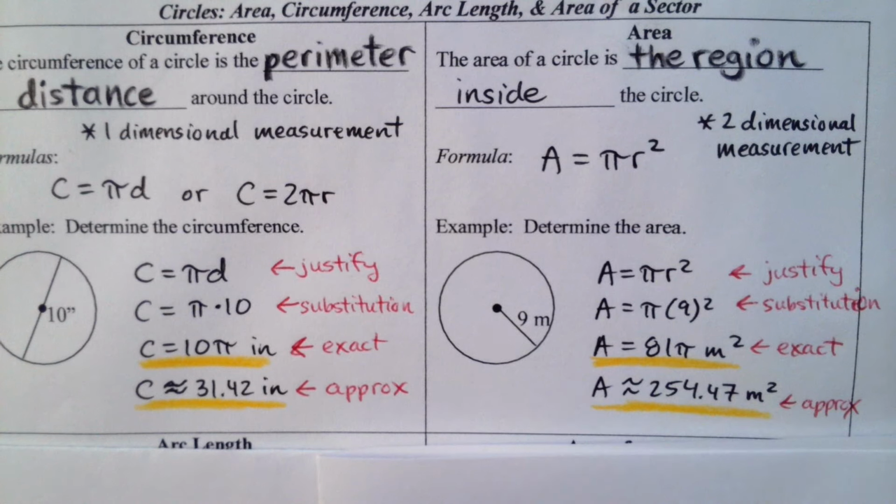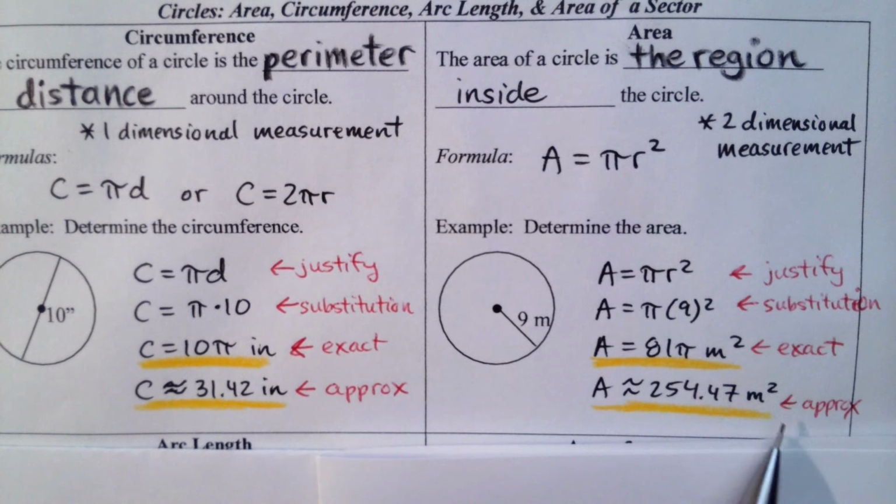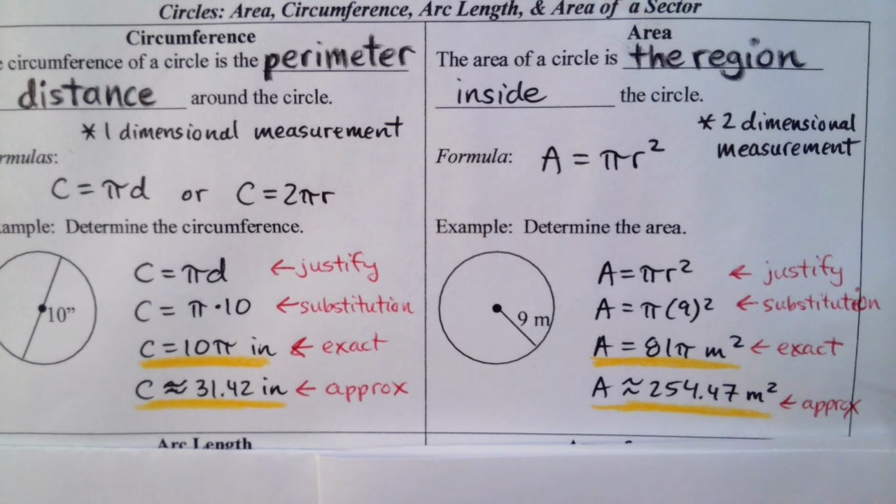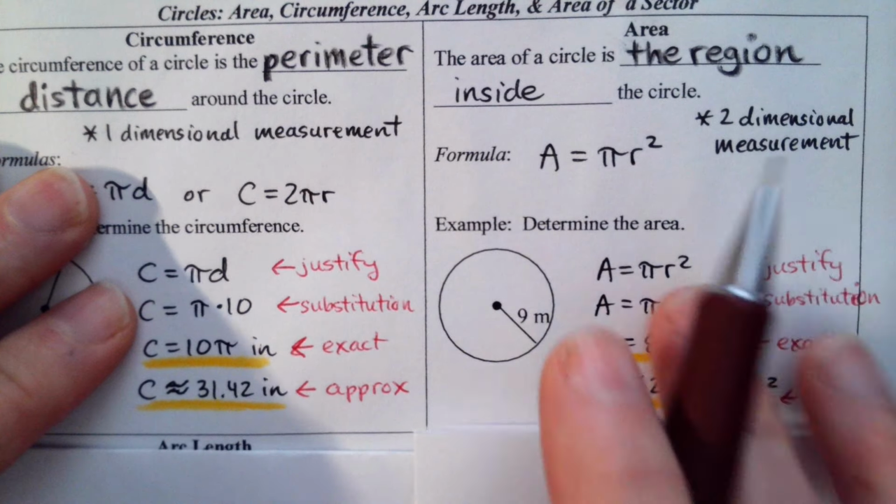Some students have asked me, do I have to label meters squared by both the exact and the approximate? The answer is no. You've seen in the class that we usually just finally label the units at the end of the problem, or just do both. Okay, arc length.